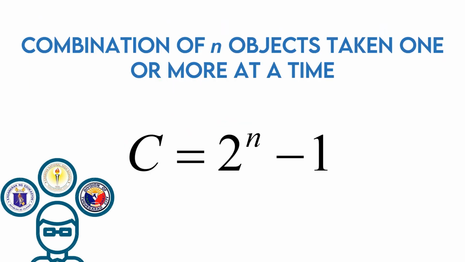Now, I also would like to introduce to you, class, the combination of n objects taken one or more at a time. So, the shortcut for this is actually given by the formula C is equal to 2 raised to n minus 1, where n here is the number of objects to choose from.